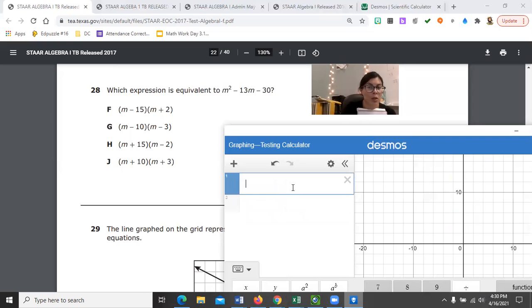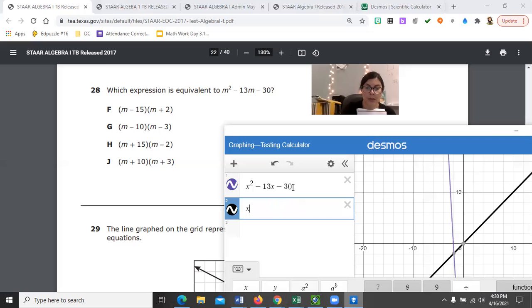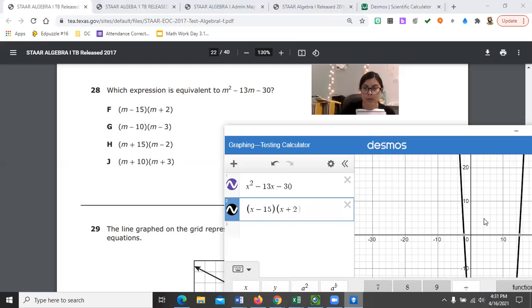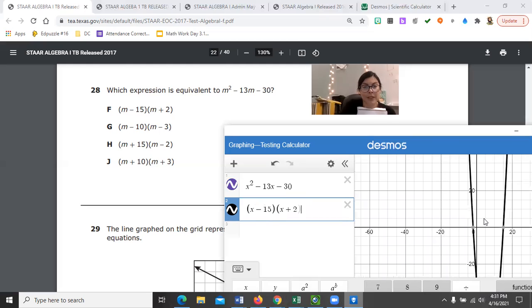Do we use M? No, we use X. So type in the first one, type in exactly as it is. If you don't put those parentheses, it's going to mess you up. Are they the same? They are. That's all you have to do. So now I want you to practice with these examples. I'm going to put them on here.